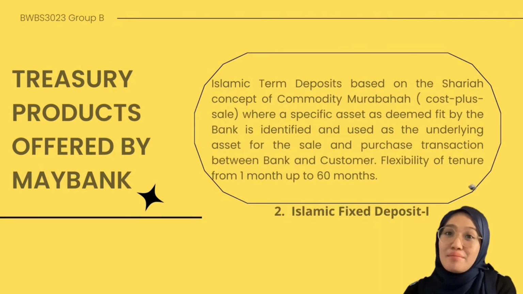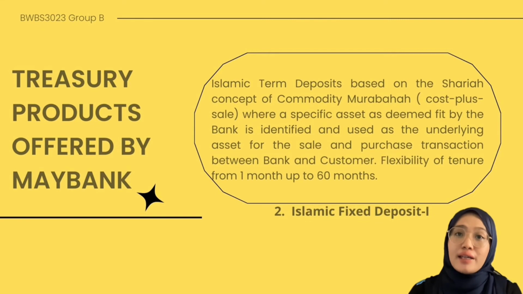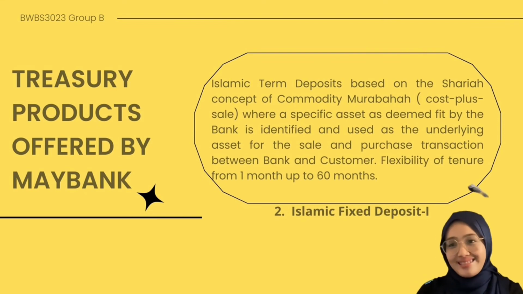The next one is Islamic Fixed Deposit I. As we know, it is an Islamic term deposit based on the Sharia concept of commodity murabahah or cost plus and sale, where a specific asset as deemed fit by the bank is identified and used as the underlying asset for the sale and purchase transaction between bank and customer. This account has flexibility of tenure from 1 month up to 60 months, and the profit is paid either monthly, half yearly or upon maturity. This Islamic Fixed Deposit I offers higher profit rates than a normal Islamic savings account.